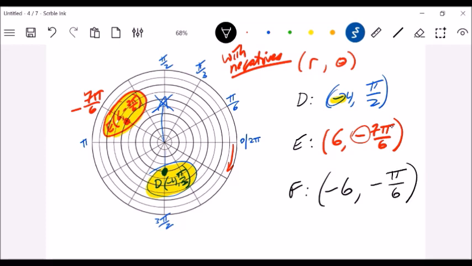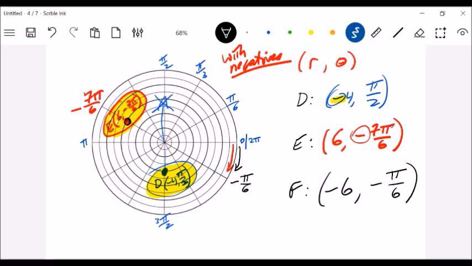So notice in D, I made the radius negative. In E, I made the angle negative. In F, I'm making both the angle and the radius negative. So we need to find where negative pi over 6 is, which is actually the first one here after we go the other direction from 0 and 2 pi. And we would normally come here towards that, but instead we're going to go the other way, which lands us back at the same exact place as E.